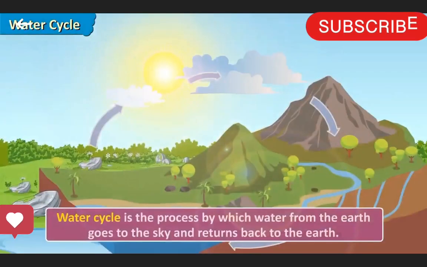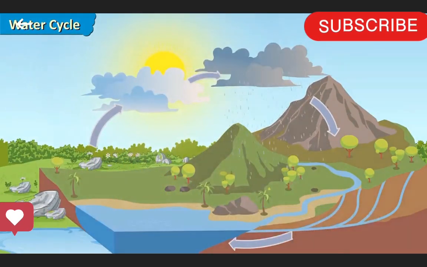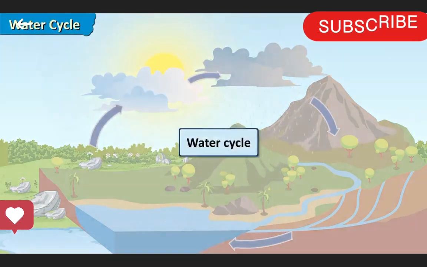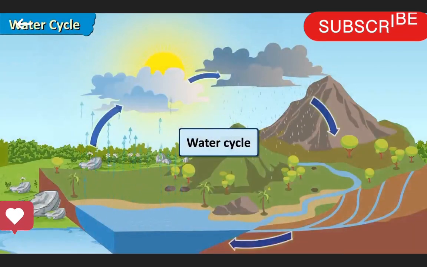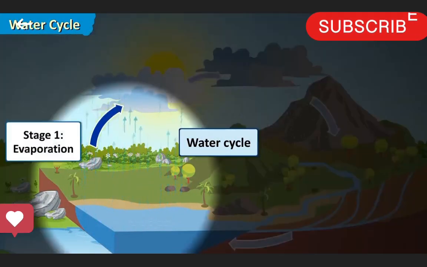Water cycle is the process by which water from the earth goes to the sky and returns back to the earth. Let us now understand this cycle in detail. The water cycle has 4 stages. The first stage is evaporation.